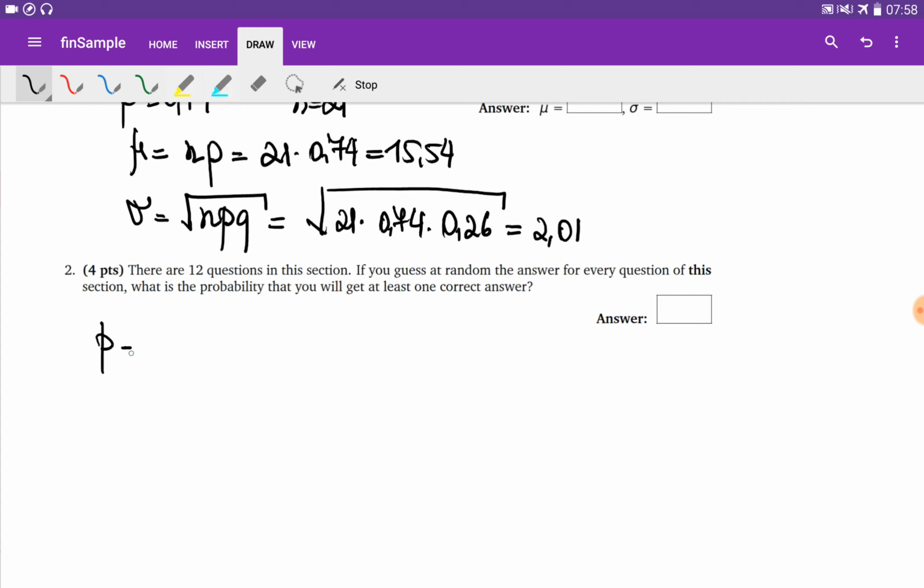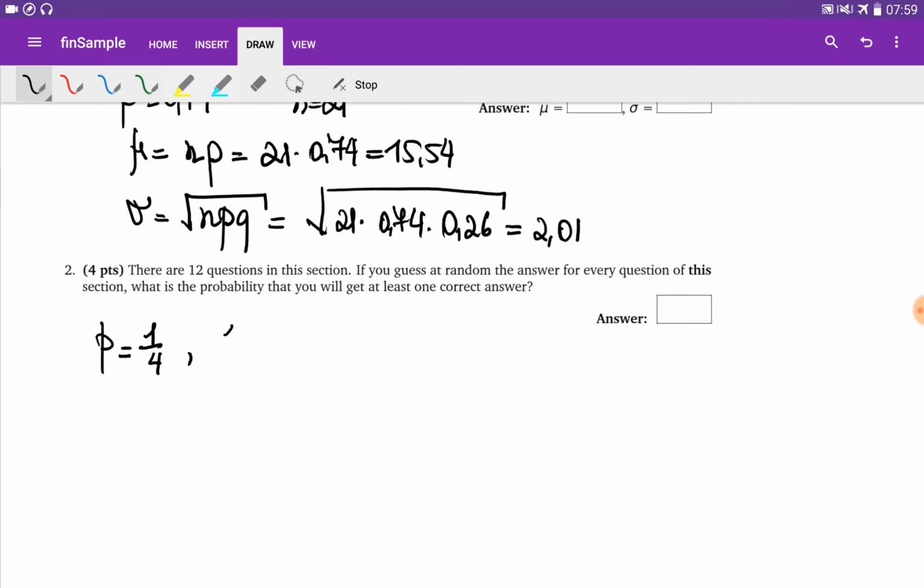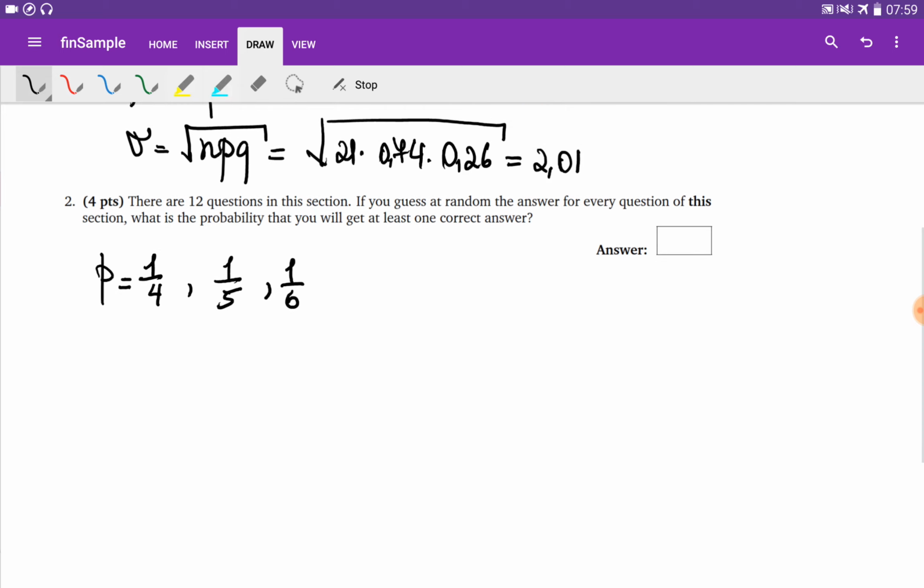So for example, the probability of successfully answering the question, if it has 4 multiple choice answers, is going to be 1 over 4. If it has 5 multiple choice answers, it is going to be 1 over 5. If it has 6, 1 over 6, and so on. So at this stage, we can solve this problem symbolically as well. And the q is going to be equal to 1 minus p.